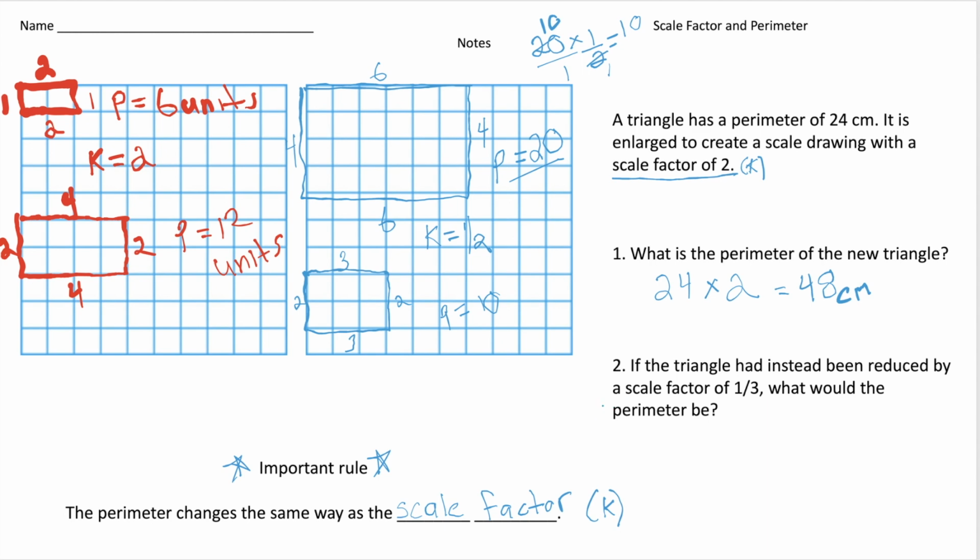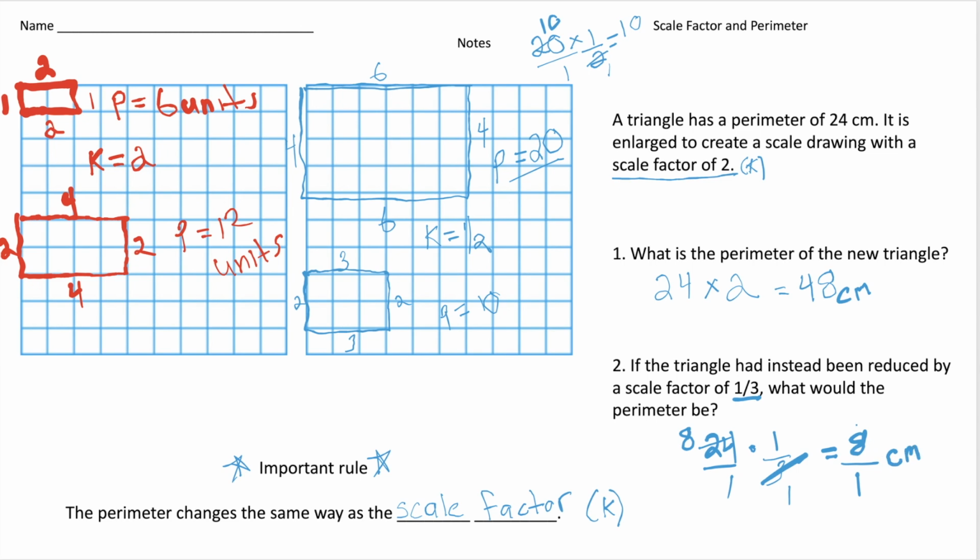But here's the deal. If the triangle had instead been reduced by a scale factor of 1/3, what would the perimeter be? Well, this time, again, the K value is going to be 1/3. So again, we're going to take that 24 and times it by 1/3, just like this. And I can cross reduce, make that a 1 and make that an 8. And 8 times 1 gives us 8. And 1 times 1 is 1. So that means the perimeter with a scale factor of 1/3 would now be 8 centimeters.